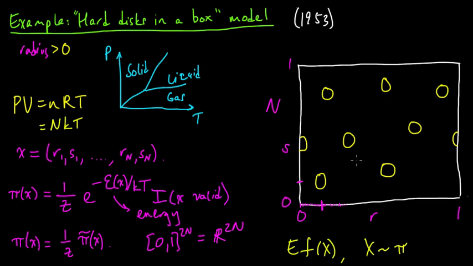Because we want to put 0 probability on configurations that violate this, that have overlapping particles. That's what I mean by valid. Valid just means that there's no two overlapping disks.